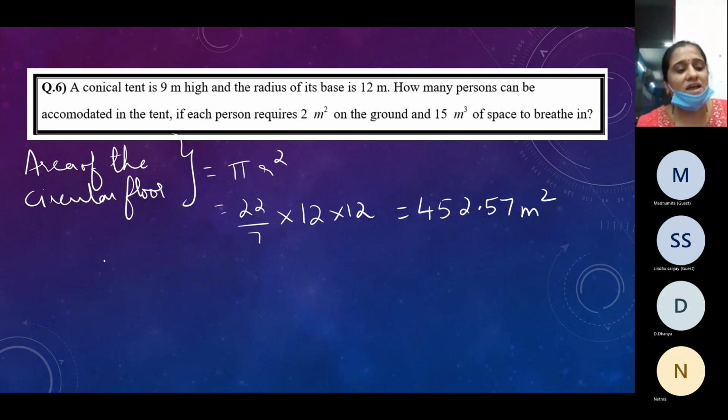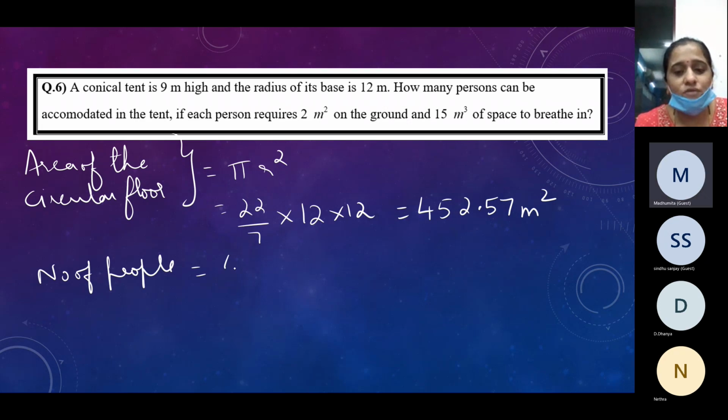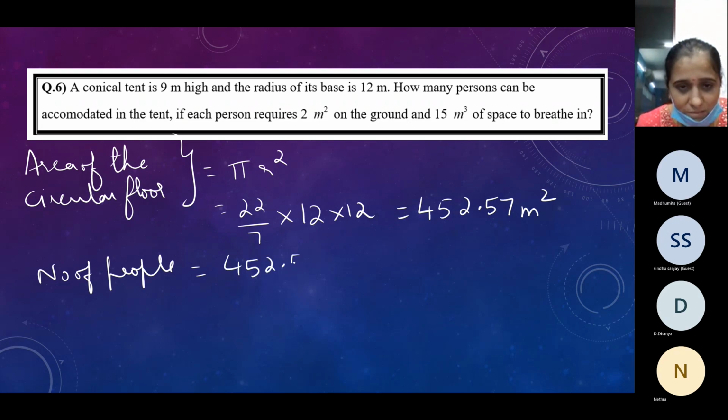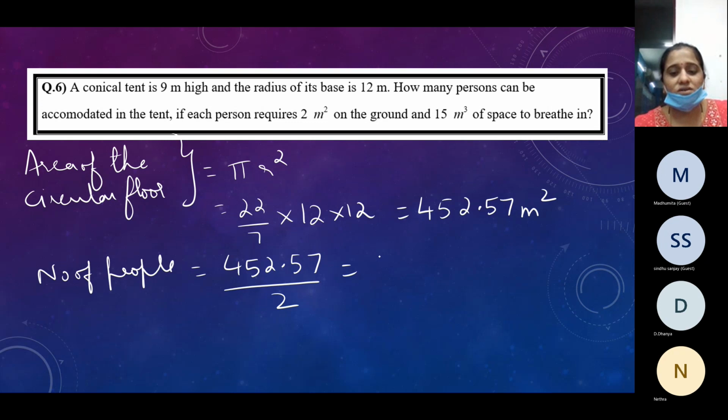Now, how many people can stand then? Number of people who can stand. I'm just roughly working. So the number of people who can stand is 450 by 2, ma'am. Correct? Yes, ma'am. 452.57 divided by 2. So 226.285. Now we'll have to just take away that 0.285.